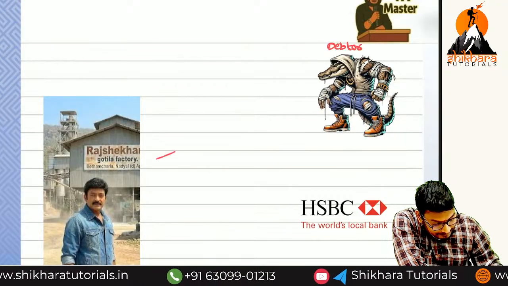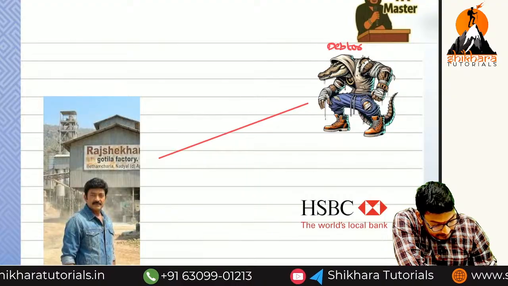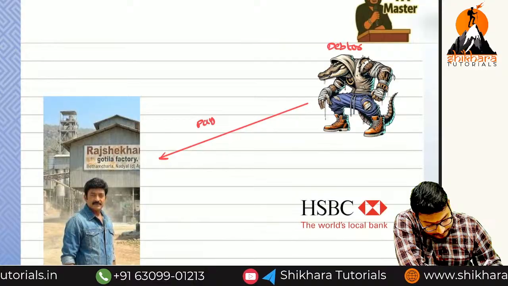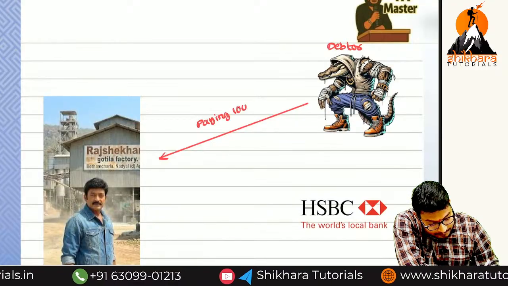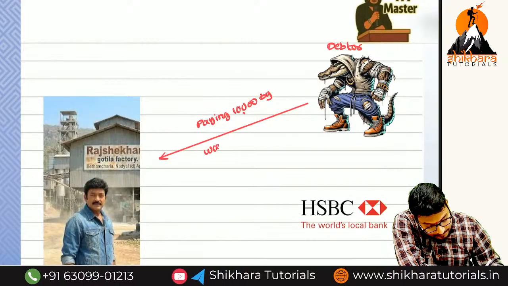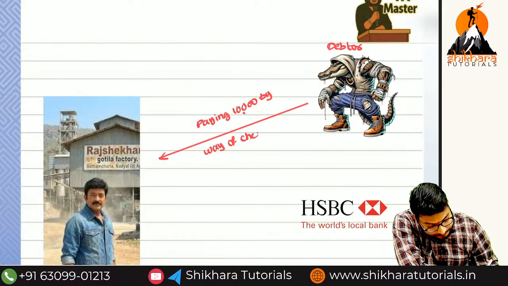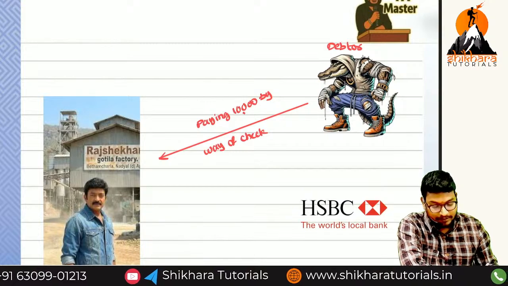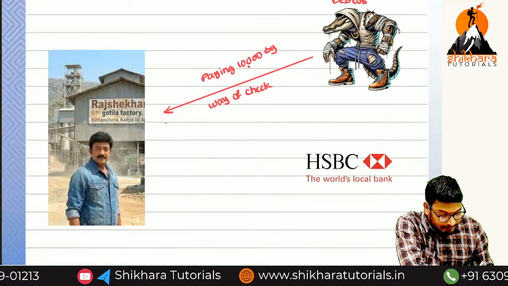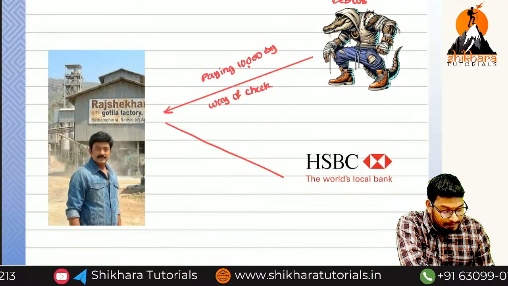So what is happening here? Debtor is giving a check to us. Okay? So paying 10,000 rupees by way of check. Okay? Imagine we are depositing on the same date. We are depositing on the same date in a bank account.